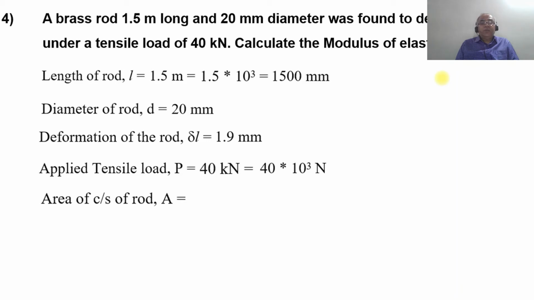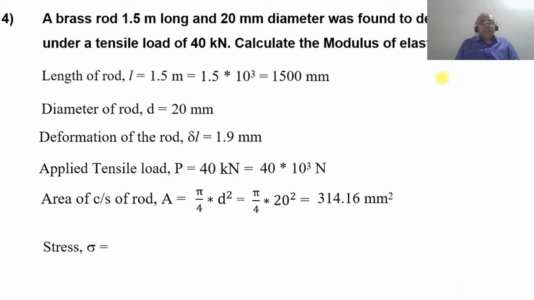So for the area of cross section of the rod, as the diameter is given, since the cross section is a circle, the area of a circle is pi d square by 4. Substituting the value of diameter as 20, therefore, pi by 4 into 20 square. On simplification, we're going to get it as 314.16 mm square.